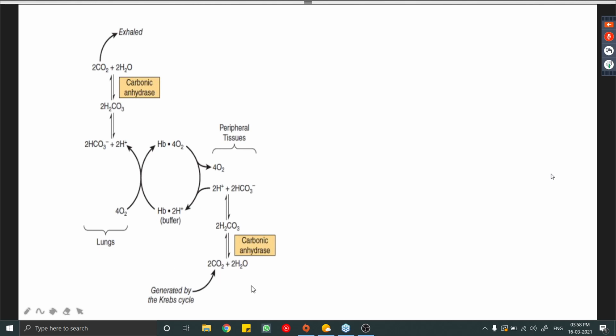Carbon dioxide is generated by the Krebs cycle. Water and carbon dioxide, acted on by carbonic anhydrase, form H2CO3, carbonic acid. It gets broken down to bicarbonate and protons. Protons get buffered by the hemoglobin. In the lungs, because of high partial pressure, hemoglobin again gets converted to the relaxed form and takes oxygen to the peripheral tissue. Here the H+ ions along with the bicarbonate, with the help of carbonic anhydrase, get converted back to carbon dioxide and it gets exhaled. I think things must be clear.